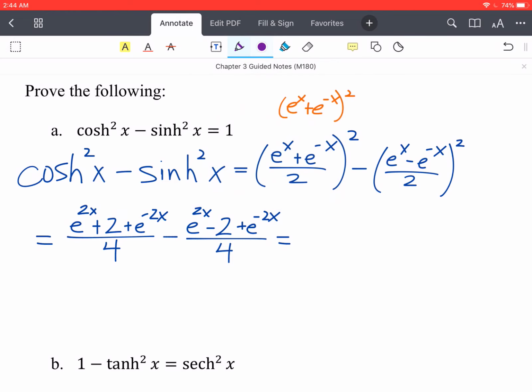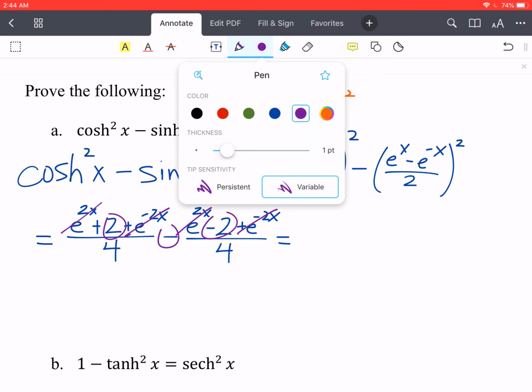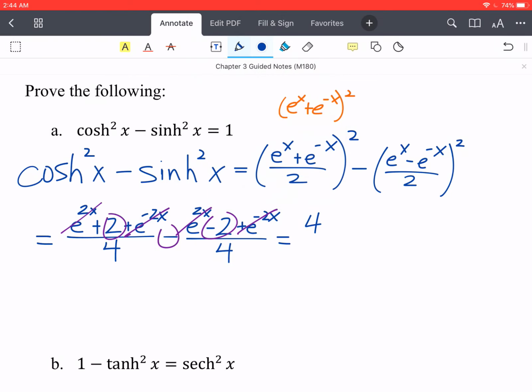And now if we look at simplification here, this minus distributes to everything over here. So we have e to the 2x minus e to the 2x. We have e to the negative 2x minus e to the negative 2x. But then we have 2 minus negative 2, so that's 2 plus 2, which is 4, over the common denominator of 4, which is 1. And so that signifies the end of the proof, because we got cosh squared minus sinh squared equals 1.